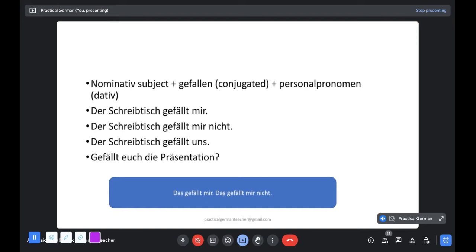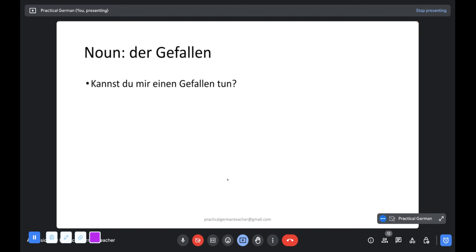And you can always replace das with whatever object you are talking about. But that will be the subject and not the object. So it's kind of counterintuitive. Okay. The verb, the noun gefallen.